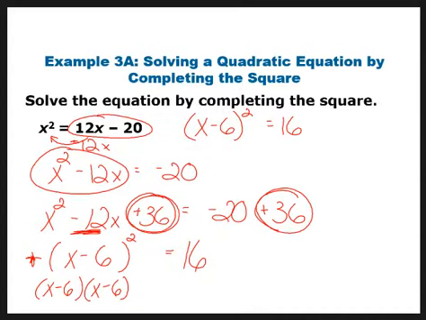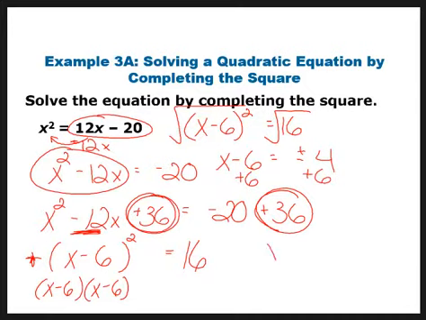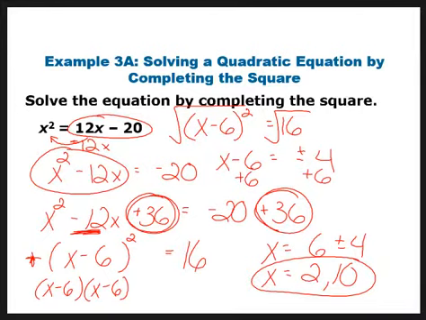Now we're back to the type of problem that we originally started with at the beginning of the lesson. I'm going to square root both sides to get rid of that squared term. So x minus 6 equals plus or minus 4. I'm going to add the 6, so x equals 6 plus or minus 4, and I want to perform those calculations. 6 minus 4 is 2, and 6 plus 4 is 10. So 2 and 10 are the solutions to this quadratic equation.